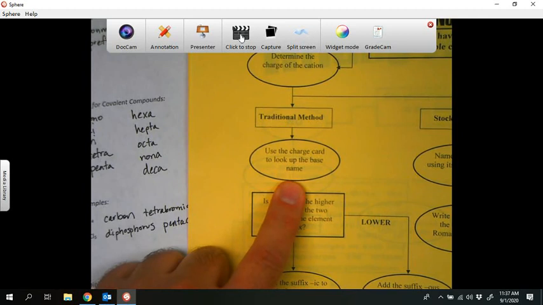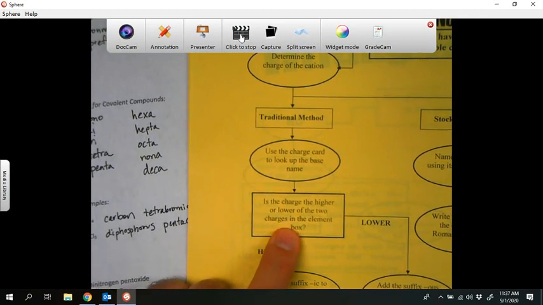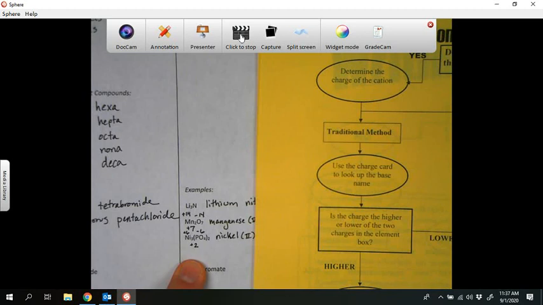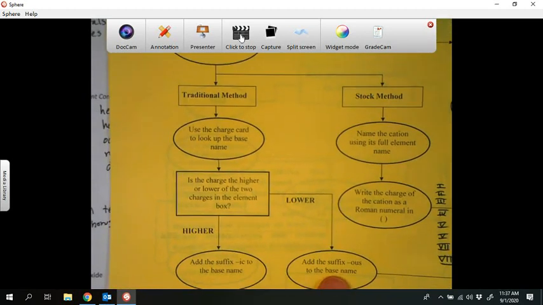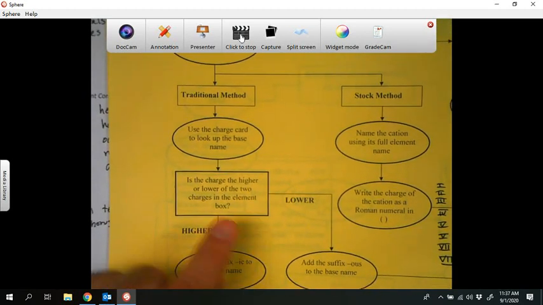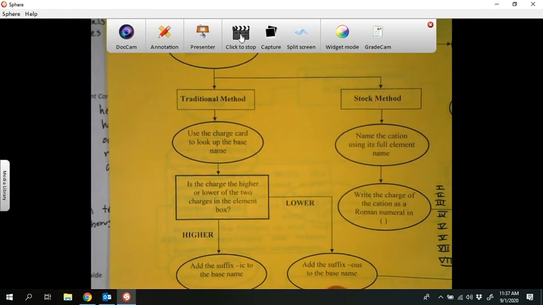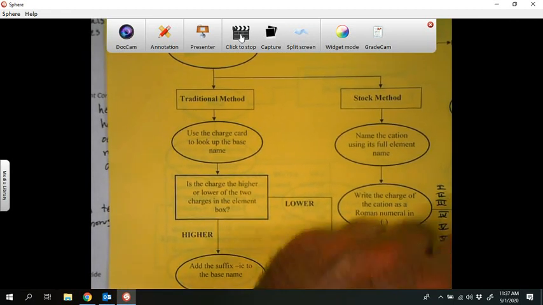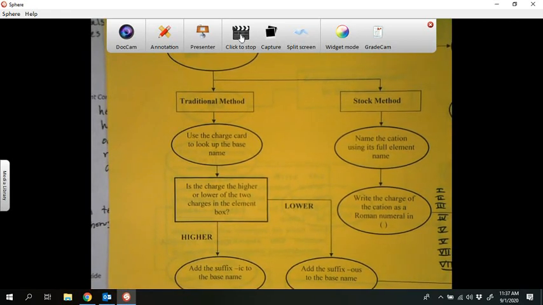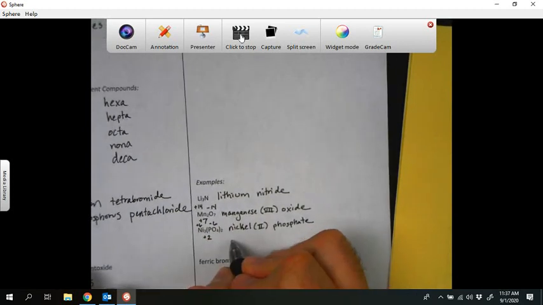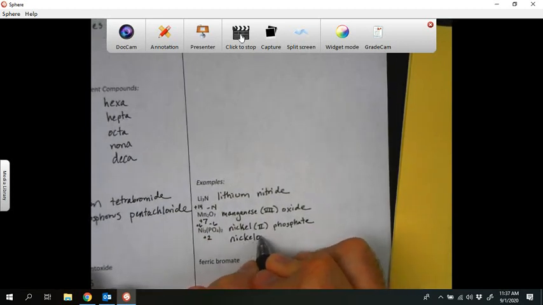Nickel is nickel. Is a charge the higher or lower of the two charges? Well, we said that nickel can be +2 or +3. In our example, it's +2, so that's the lower charge. So we add us to the base name, so it becomes nickelus. If nickel was +3, we would add ick to it, but since it's the lower of the two charges, we add us. And then the ending is phosphate, if it's a polyatomic. So, in addition to nickel(II) phosphate, it can also be called nickelus phosphate.